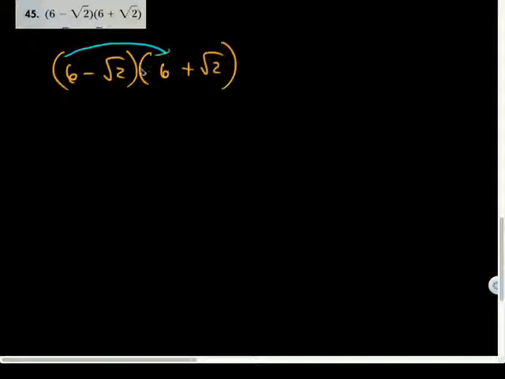6 times 6 is 36. 6 times the square root of 2. Can I multiply those? Like just write that as the square root of 12? No, because this isn't even in a radical, right? So that's just going to be plus 6 square roots of 2. Then I'll have negative square root of 2 times 6. I'll write that as negative 6 roots of 2.